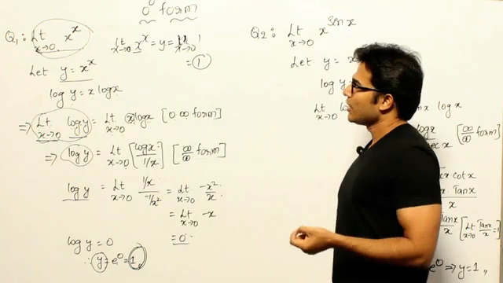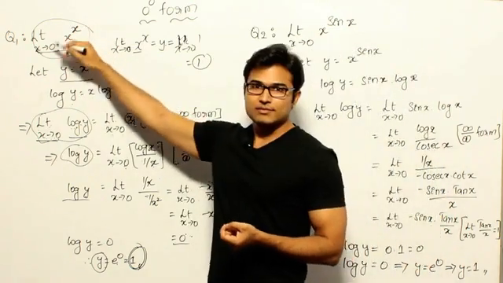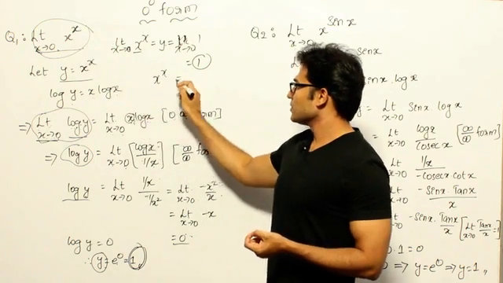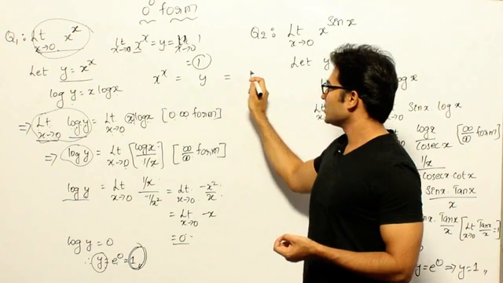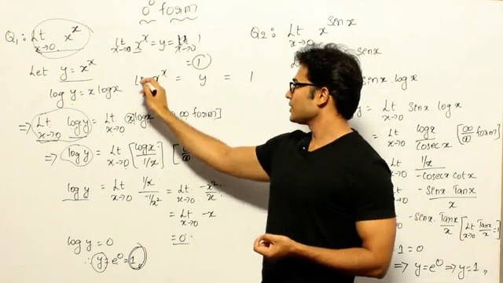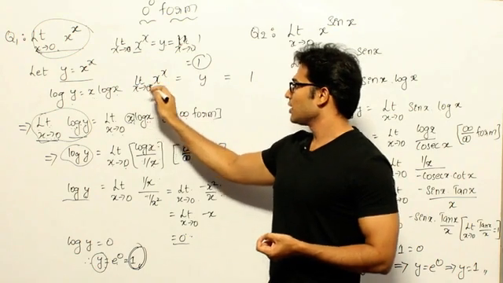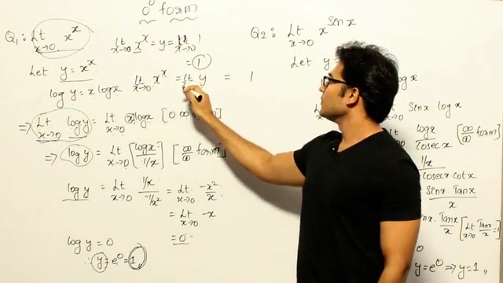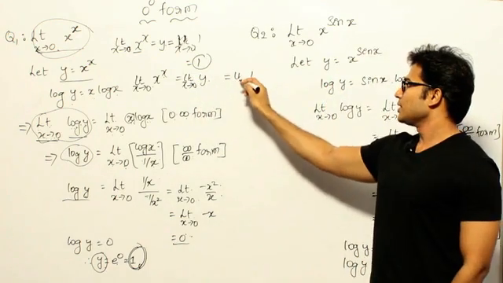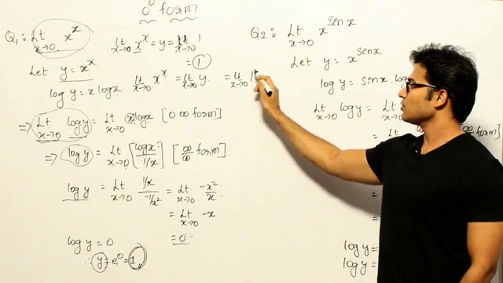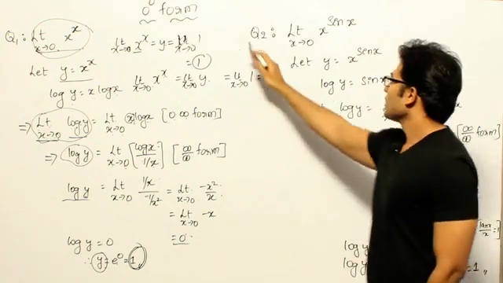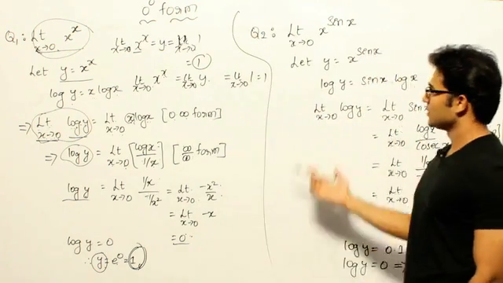What did we do? We have equated y to be this, right? And therefore x power x is equal to y, and this y value turned out to be 1. Now we apply limit x tends to 0 on all the sides. Limit x tends to 0, x power x equals limit x tends to 0, y, which equals limit x tends to 0, 1, which is equal to simply 1. Got it? Okay. Now let's look at the second example of the same form.